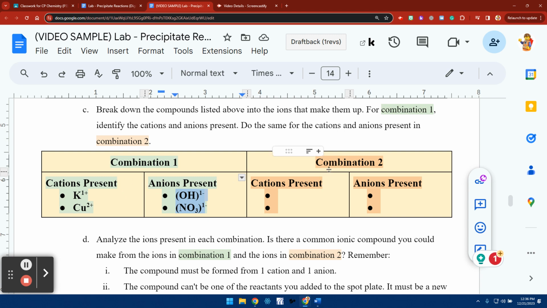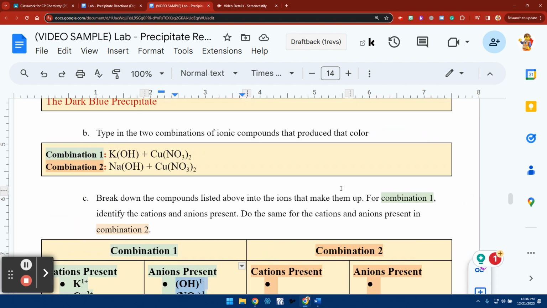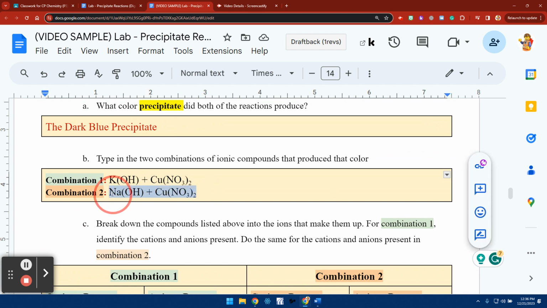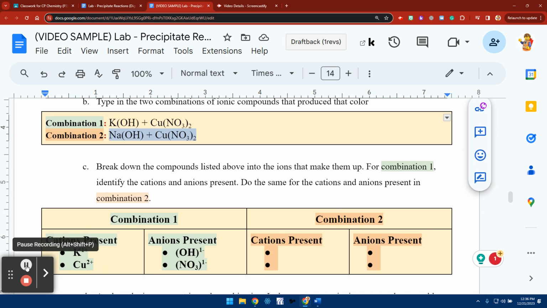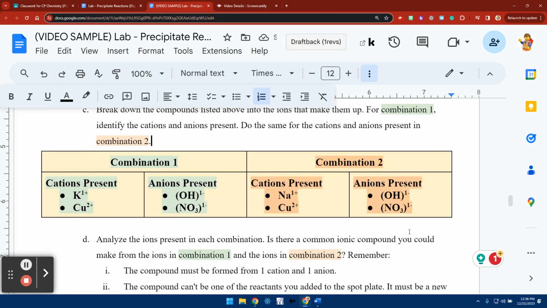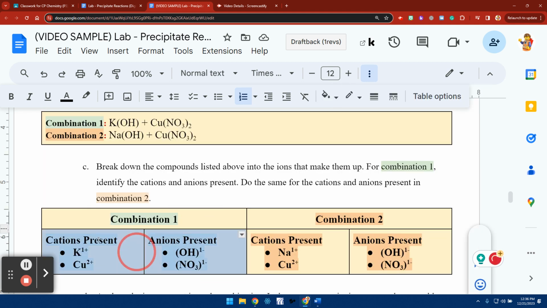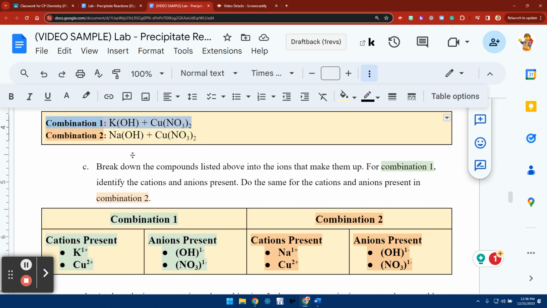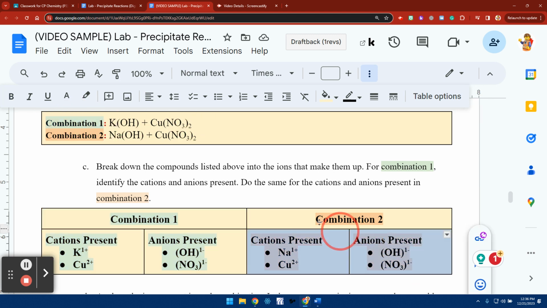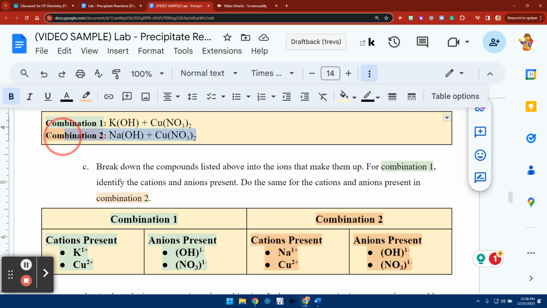Now I need to do that again for combination 2. All right, I need to break down these ions, and I will do so. Pause the video. Okay, so I've got both combinations of ions written down. So this was all of the stuff present in the first combination that gave me the dark blue. And these were all the ions present in the second combination that gave me the dark blue compound.